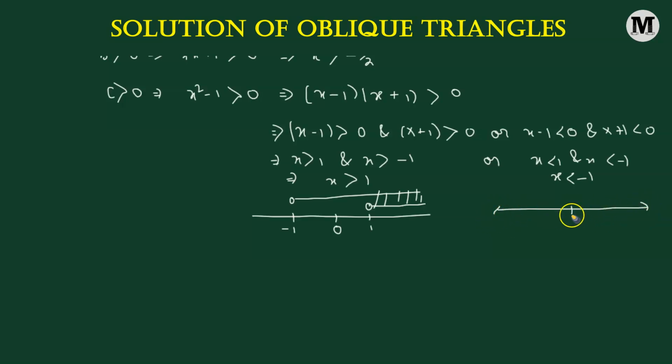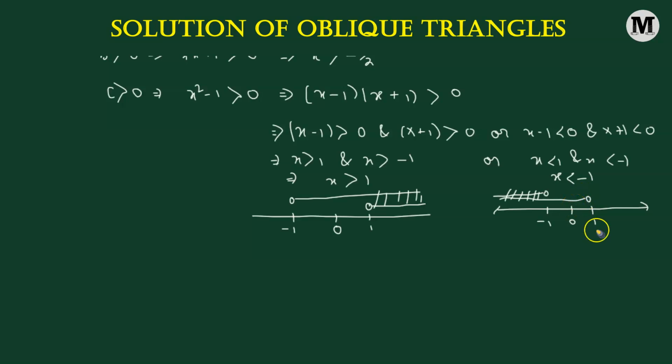So here we have the number line, we have 0, we have positive 1 and we have negative 1. So x less than 1 means we're not including 1 here. We're going to take all the values of x that are lying to the left of 1. And x less than negative 1 means we have to consider all the values of x that are lying to the left of x equals negative 1. And this is the common region. So this common region means we have x less than negative 1.